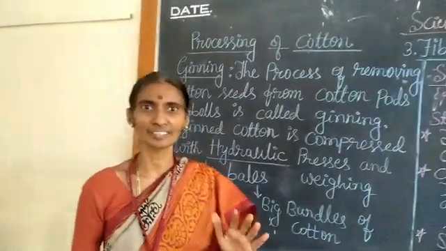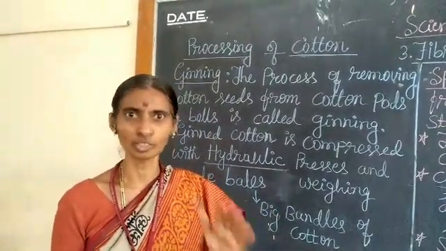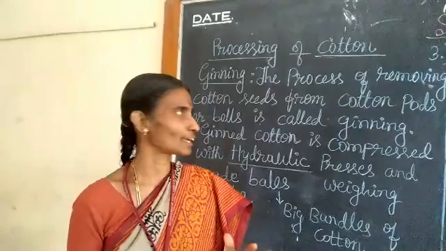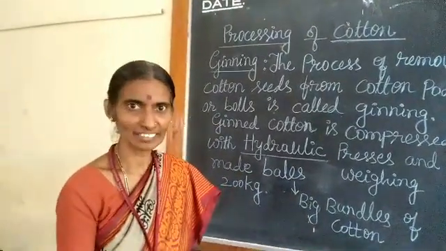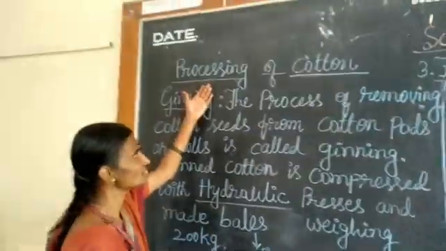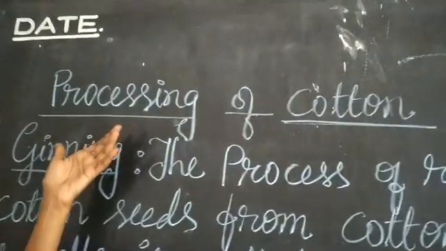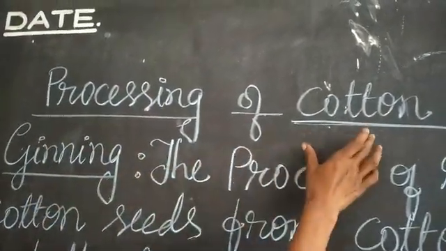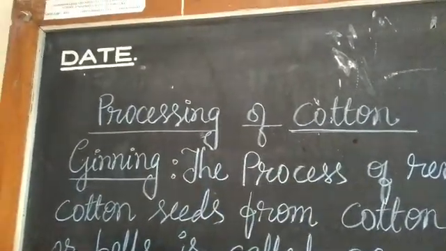Since cotton is a very much demanded fiber, everybody needs cotton clothes to wear in their daily life, and other cotton materials like cotton bandage and all. So we need to understand the processing of cotton. Process means how a cotton fabric is made from cotton fibers.